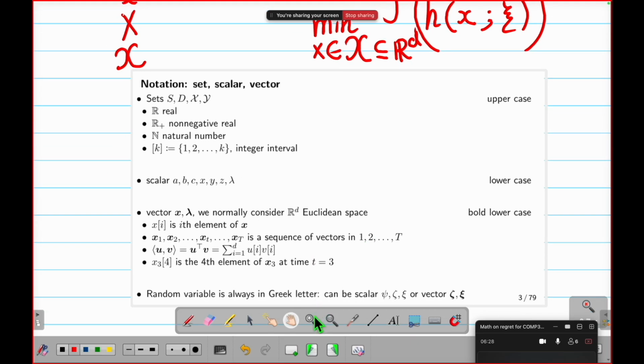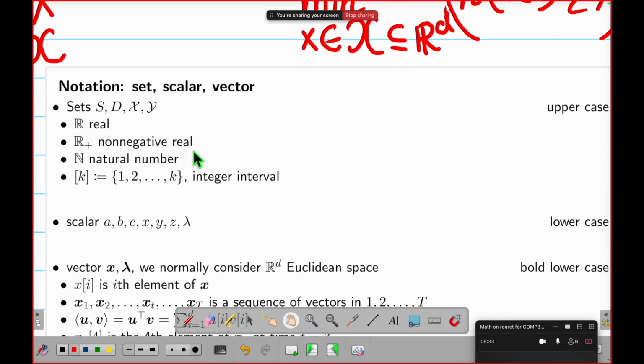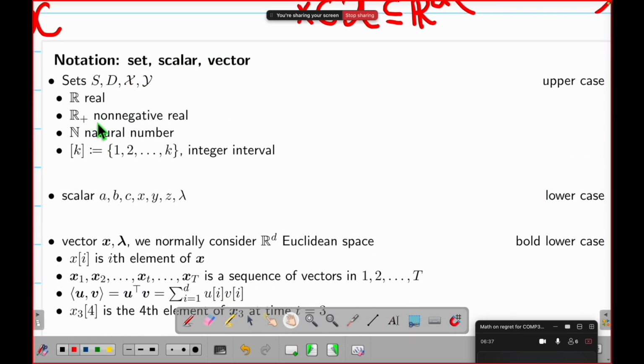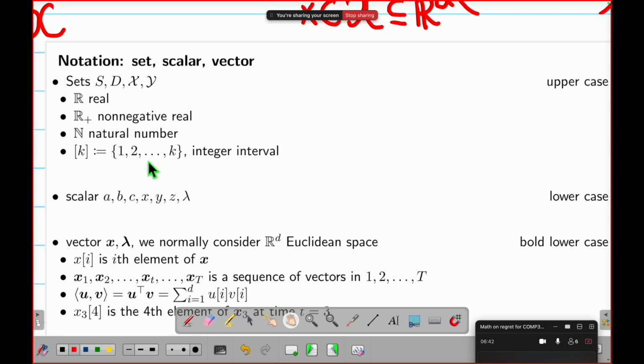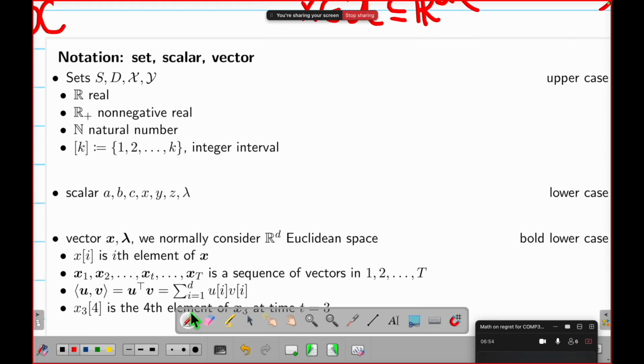Okay, so now let's talk about symbols. You have s, d, x, y, which are just sets. And then there are classical notations: real number, positive number, natural number, and this is now important. For example, I want to write 1, 2, 3. Lazy notation is I just write 3. This means 1, 2, 3. And this will be useful because I always have t rounds, so blah blah blah, up to t. Then I just write this t.